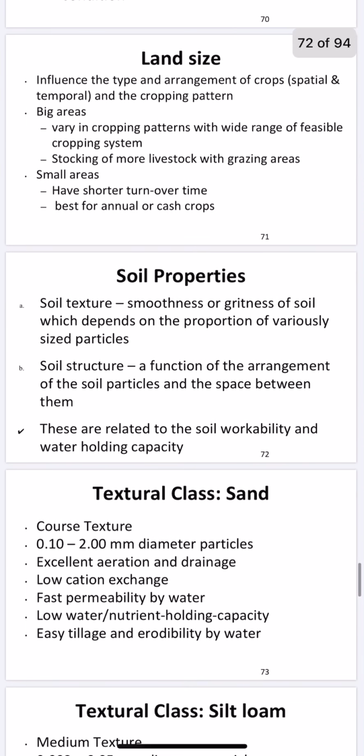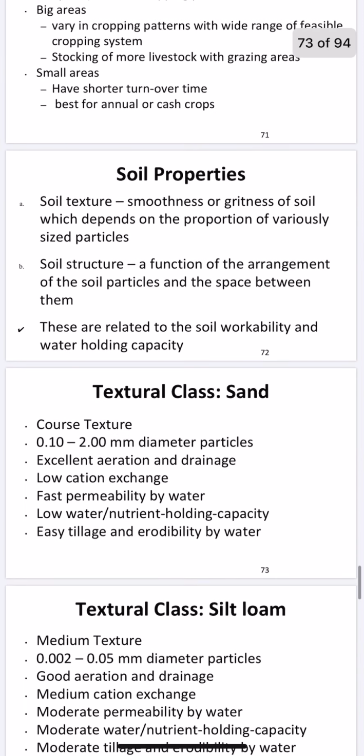Land size can also be another factor. This influences the type and arrangement of crops, spatial or temporal, and the cropping pattern. So with big areas or lands, they vary in cropping patterns with a wide range of feasible cropping systems, such as stocking of more livestock with grazing areas, for example, while in small areas it is only limited, having shorter turnover time, and these are only best for annual or cash crops.